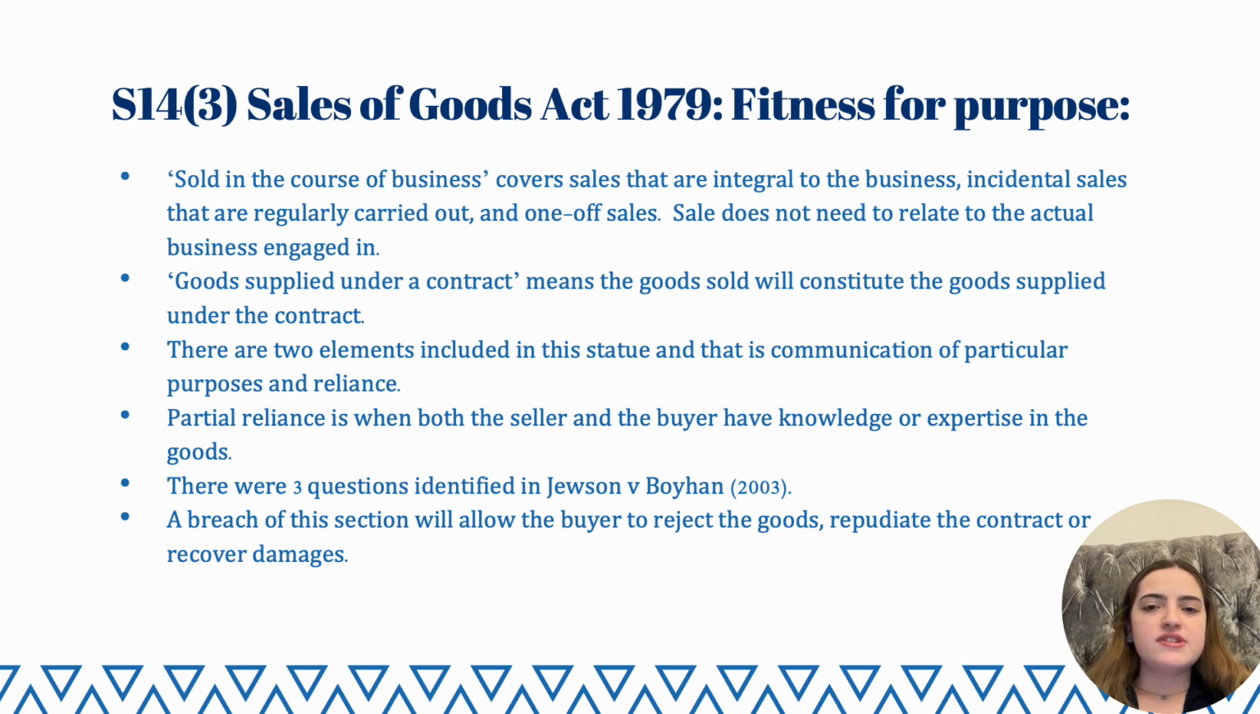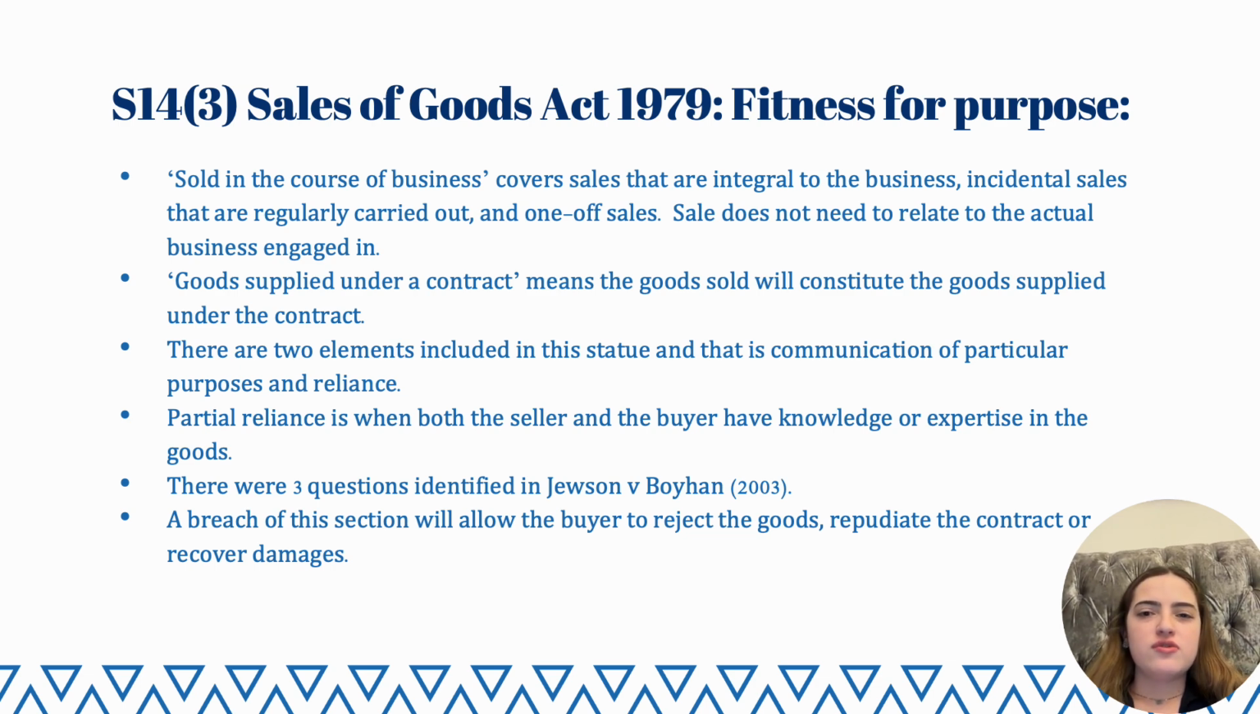Sold in the course of business covers sales that are integral to the business, and goods supplied under the contract means the goods sold will constitute the goods under the contract. There are two elements included in the statute: communication of particular purposes, and reliance. Communication of particular purposes is where the purpose for which the goods are bought is obvious, or the goods can be used for several purposes. The seller will have knowledge of this, and it does not need to be expressly stated.